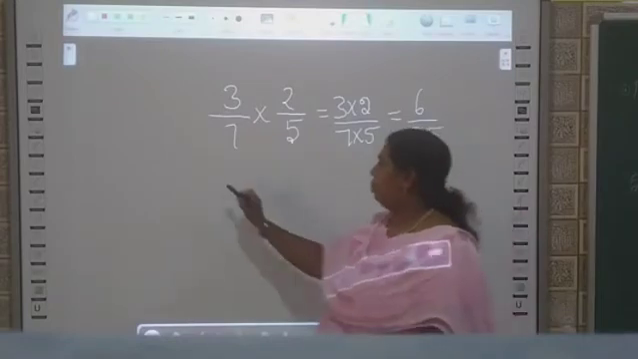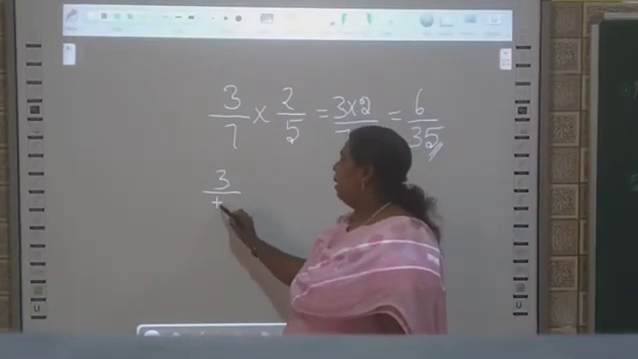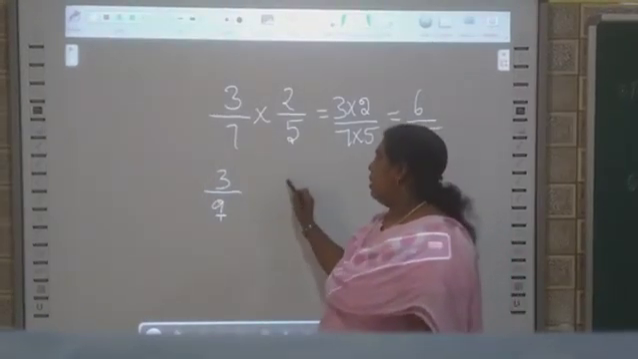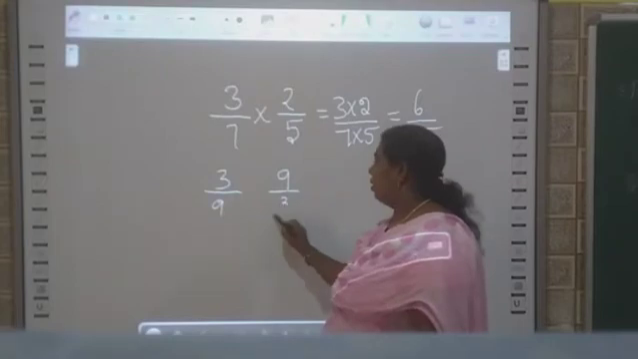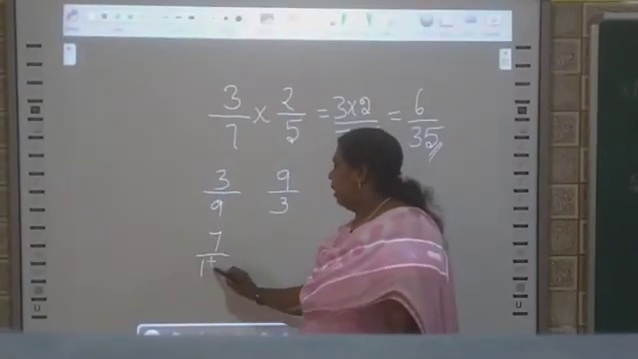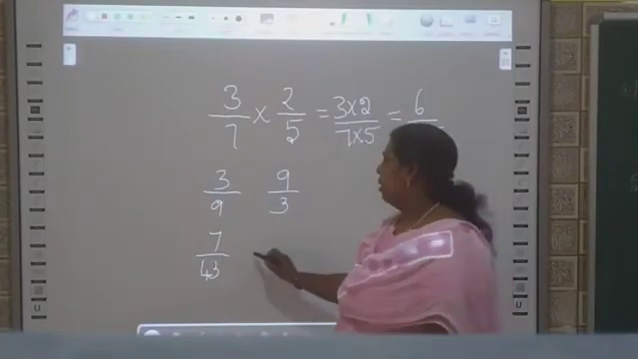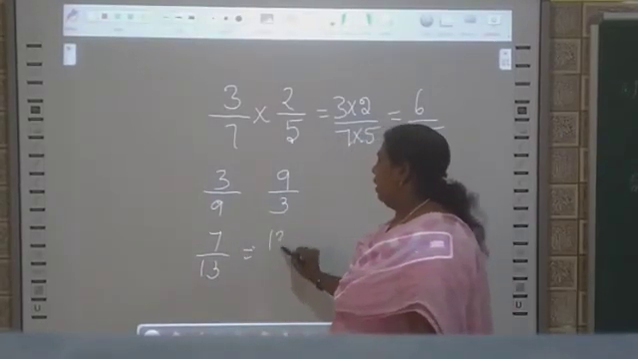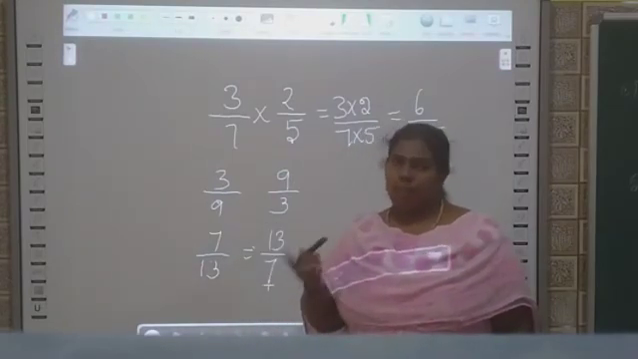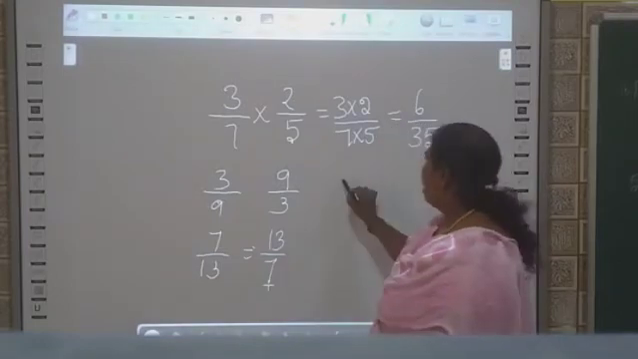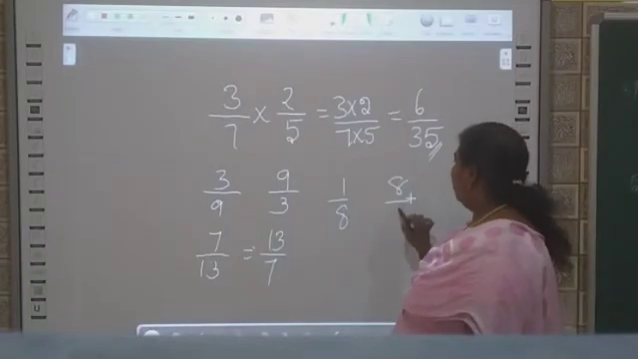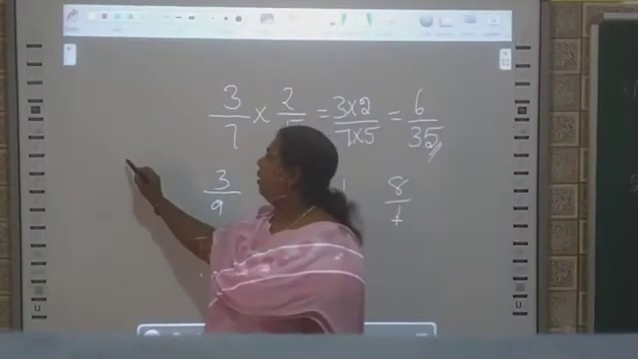For example, 3 by 9. What is the reciprocal of this fraction? The reciprocal is 9 divided by 3. Right? 7 by 13. What is the reciprocal of this fraction? 13 by 7. Another name for reciprocal is multiplicative inverse. 1 by 8. What is the reciprocal of this number? 8 divided by 1.